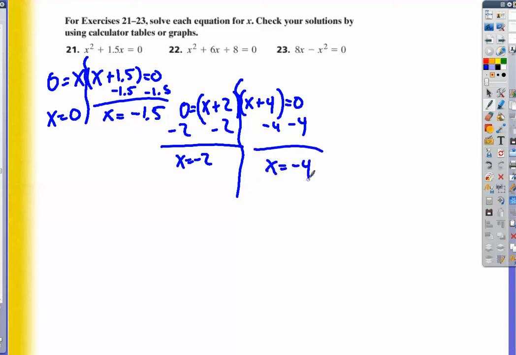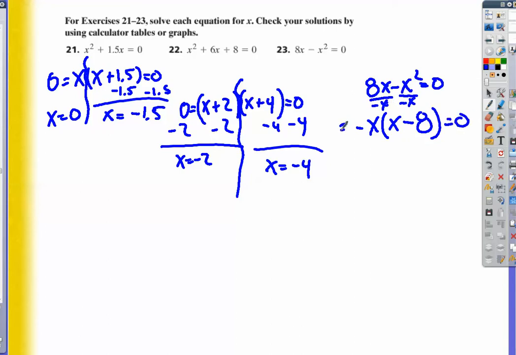For number 23, we have 8x minus x squared is equal to 0. Same deal. Greatest common monomial is x. But I'm going to factor out a negative x just because it makes life a little bit easier because we really want that squared term to be positive. So I get negative x times x minus 8. I divided both of these terms by negative x. That gets to be positive x. This quotient is negative 8.